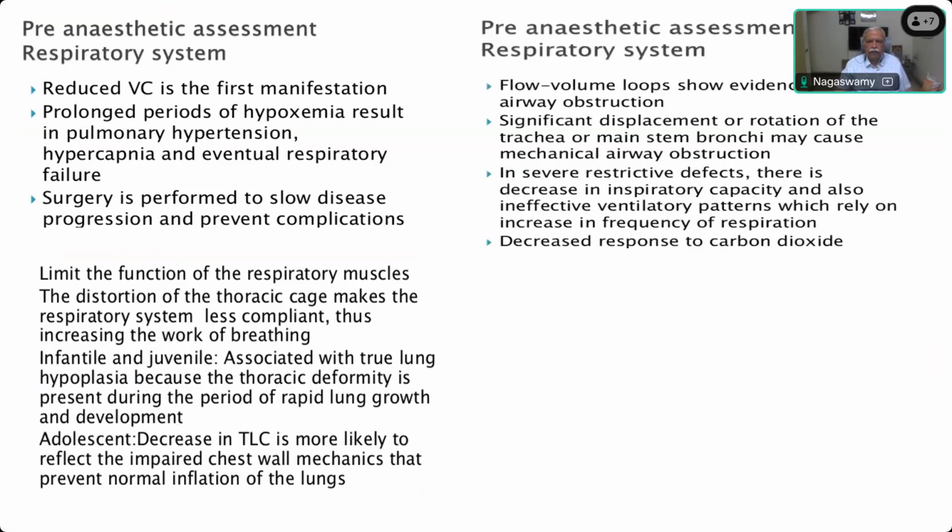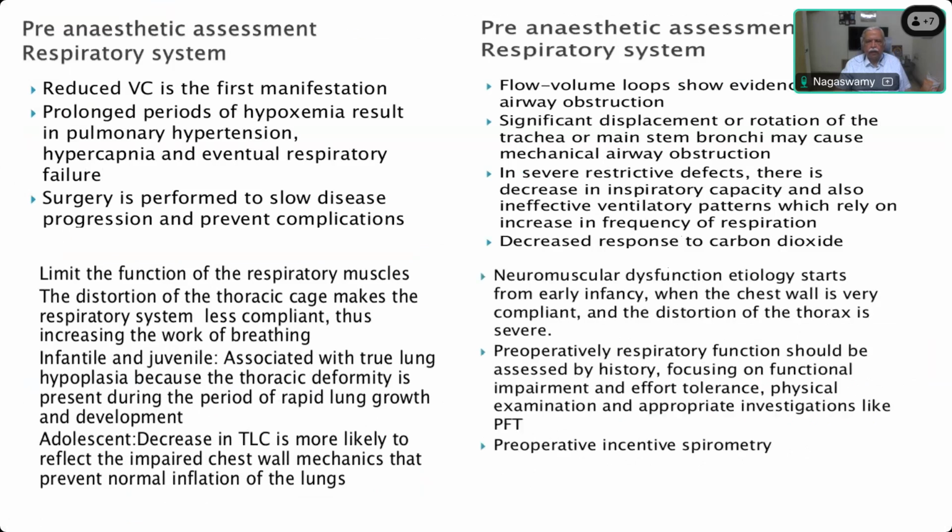And then pre-anesthetic, you can do a flow volume loop measurement, and we assess the severity of restrictive disease by the pulmonary function test, and see whether there is any decreased response to carbon dioxide stimulation. Neuromuscular dysfunction also has to be evaluated and documented properly so that we can differentiate whether it has occurred after the surgery or before the surgery. And preoperative incentive spirometry is another way of improving this to some extent possible.